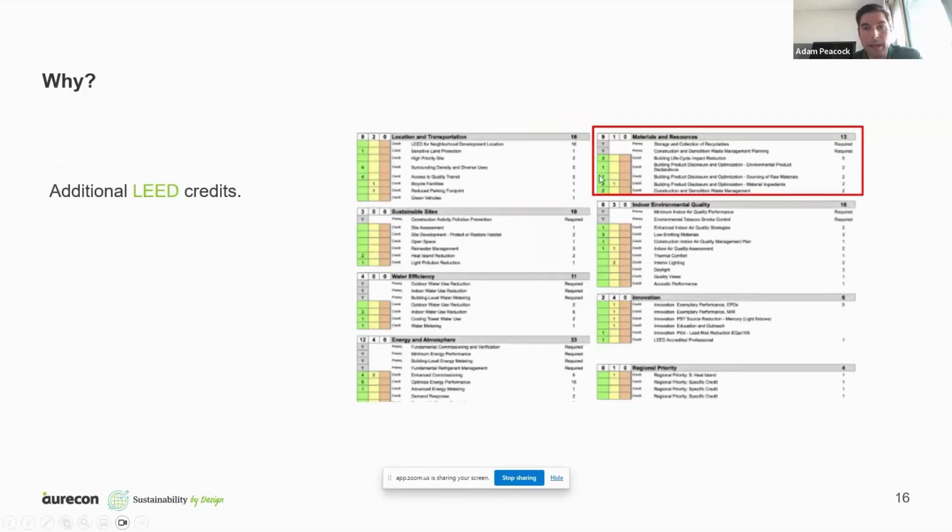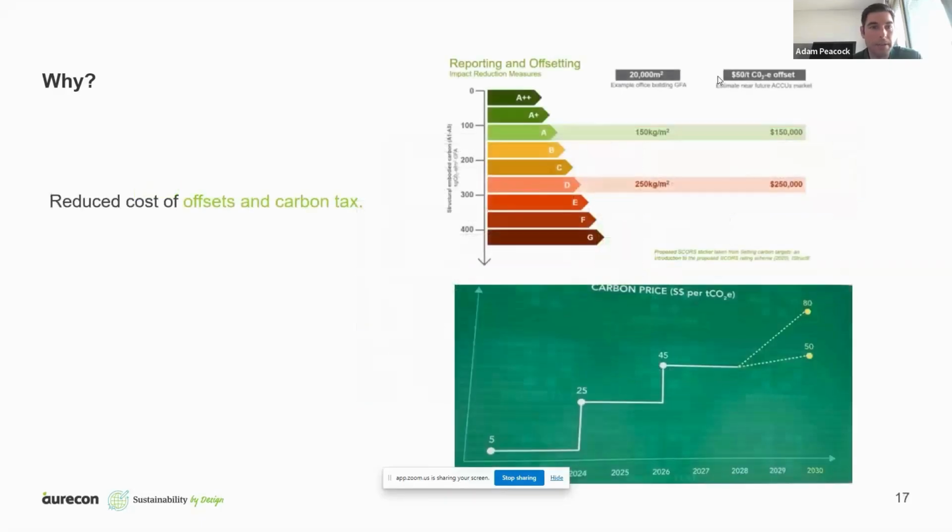So one benefit of achieving more sustainable buildings is you can get LEED credits. By achieving a 10% reduction in embodied carbon, you can get additional LEED credits. There's a whole category associated with embodied carbon. Also quite prevalent in places like Singapore, and it might come to Thailand, is the cost of carbon offsets. As you can see on the graph in the bottom right, the cost of carbon offsets has increased significantly over the years, and it's expected to increase into the future as well. So if you achieve a more environmentally friendly building, then you'd have to pay less on offsets. So there's a financial incentive there.